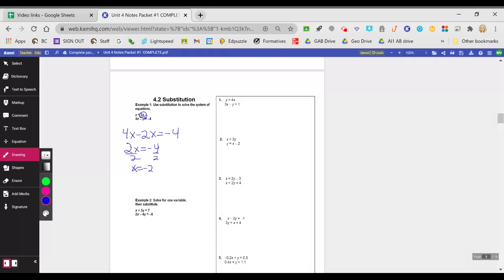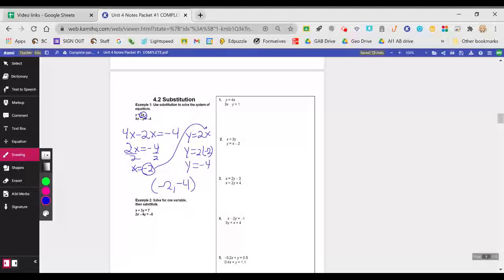I then need to solve for y. So to solve for y, I choose one of my equations. I'm going to choose the top one because it's easier, y equals 2x. I'm going to substitute negative 2 in for x. So that gives me y equals 2 times negative 2, which is y equals negative 4. Therefore, the point negative 2, negative 4 is the solution to the system.